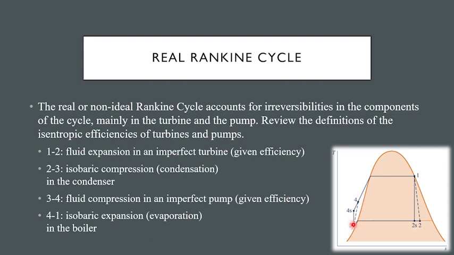That's why this is now a slanted line. Other than that, it's still the same as the previous case. We have step 1, that's fluid expansion, but we have an imperfect turbine. Step 2, we have isobaric compression in the condenser. Step 3, we have fluid compression in an imperfect pump. And then step 4 is the isobaric expansion in the boiler.